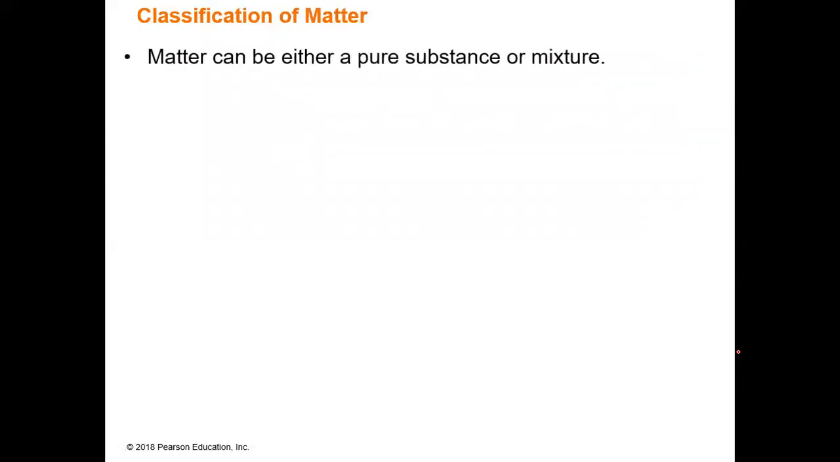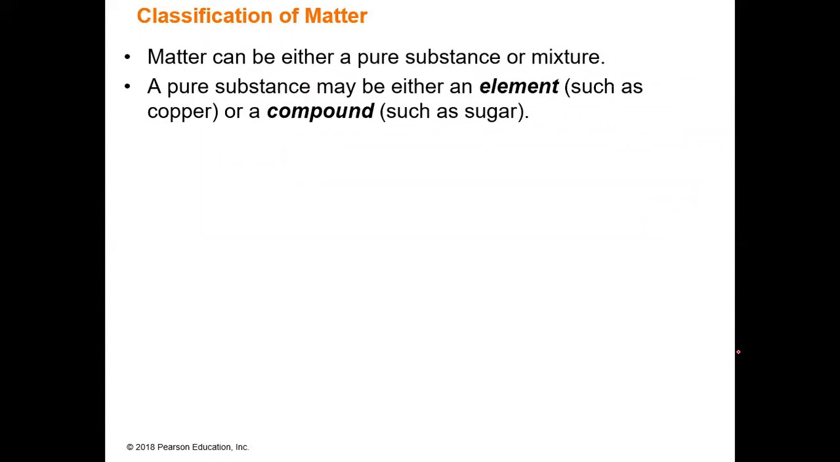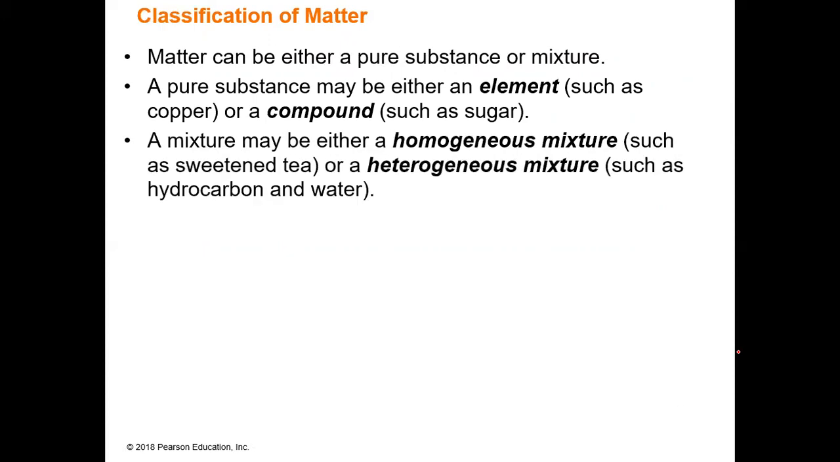Classification of matter. Matter can be either a pure substance or a mixture. A pure substance may be either an element such as copper or a compound such as sugar. A mixture may be either a homogeneous mixture such as a sweetened tea or a heterogeneous mixture such as hydrocarbon and water.